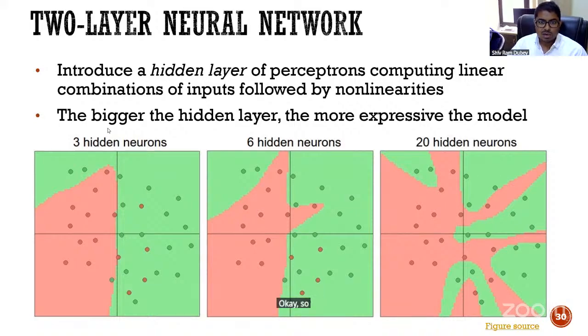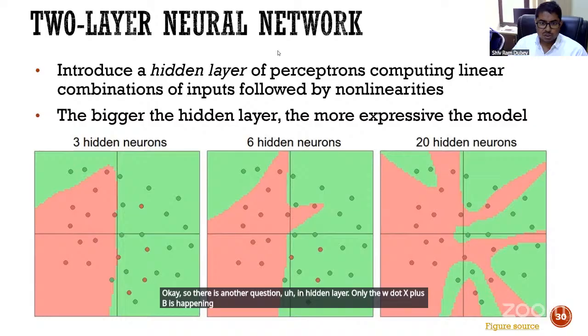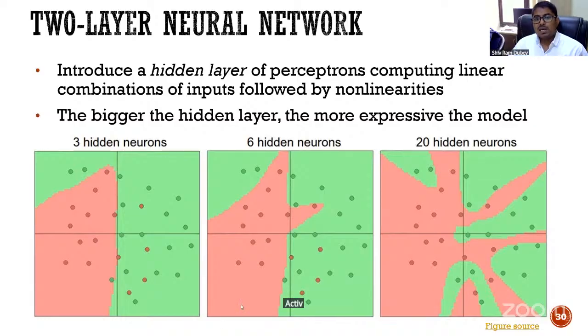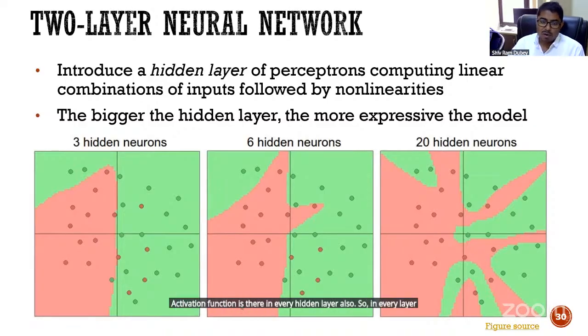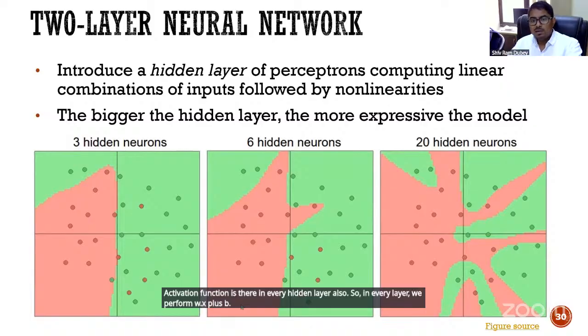Okay, so there is another question. In hidden layer, only the w dot x plus b is happening and the activation function is only in the last output layer? No, activation function is there in every hidden layer also. So in every layer we perform w dot x plus b followed by the nonlinearity, and then give that as the input to the next layer.